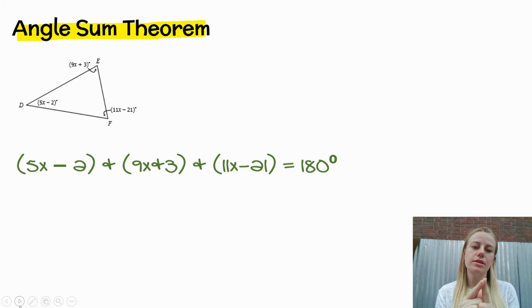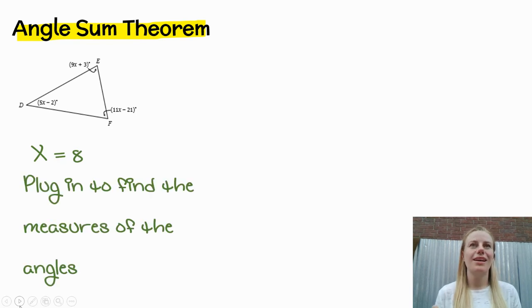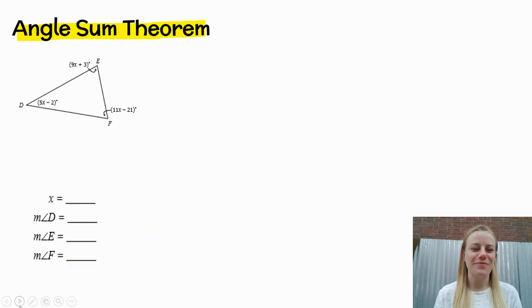I first combine like terms, my x's and my numbers, and then I solve for x. And when I do that, I get x equals 8. Now we can plug in our x to each of our equations to solve for the actual measure of each angle. Whenever I plug in 8 for x, 5 times 8 minus 2, we get 38, 75, and 67. Remember, all three of these angles, when we add them up, they should equal 180. You can check my math here if you don't believe me.